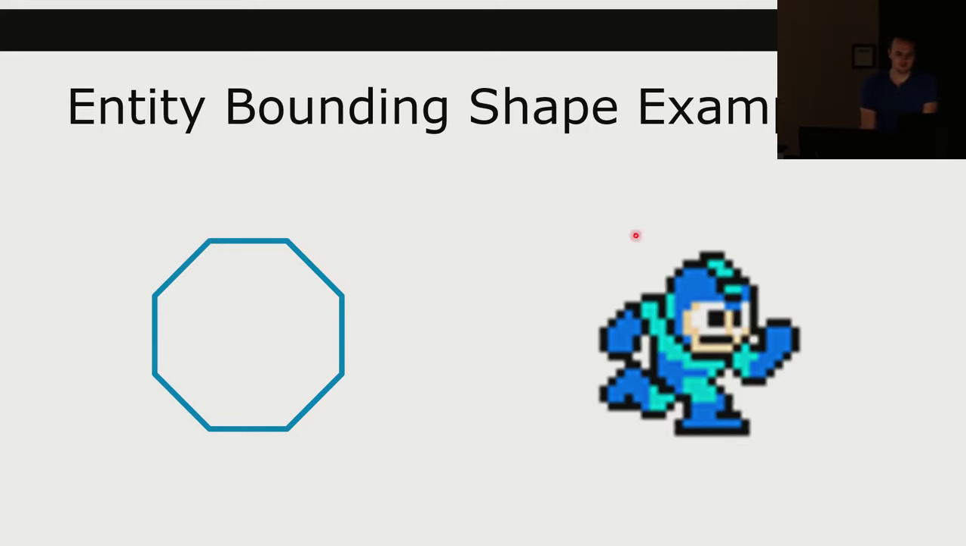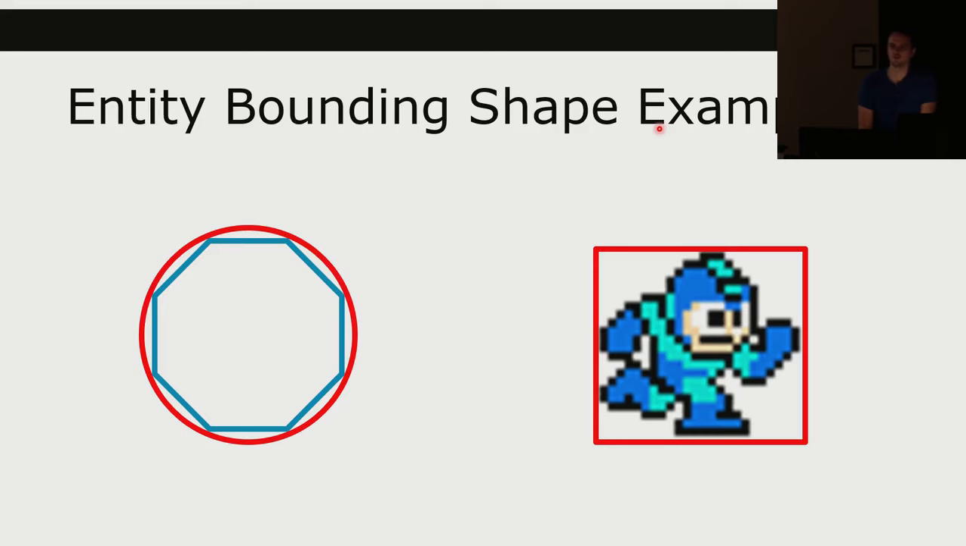Or you can think of Mega Man over here running. Maybe we have to check every pixel of Mega Man to see if every pixel of Mega Man interacts with every pixel of the other thing. Well, that's a lot of work. So let's just simplify this process by having an approximation for a bounding box.